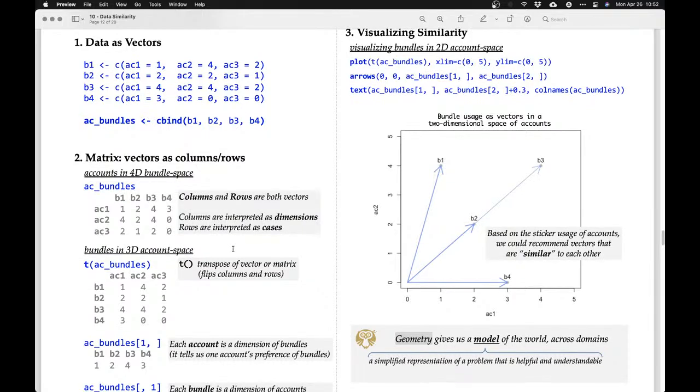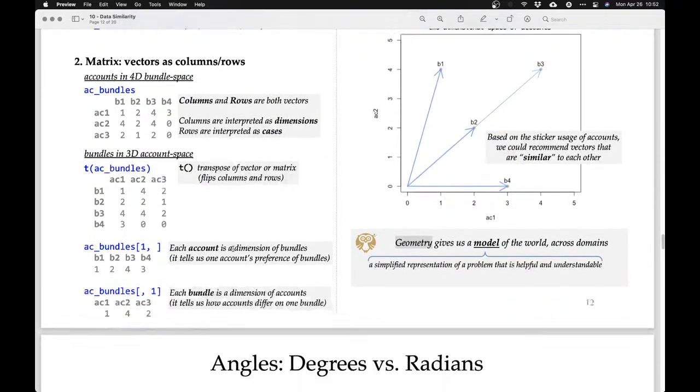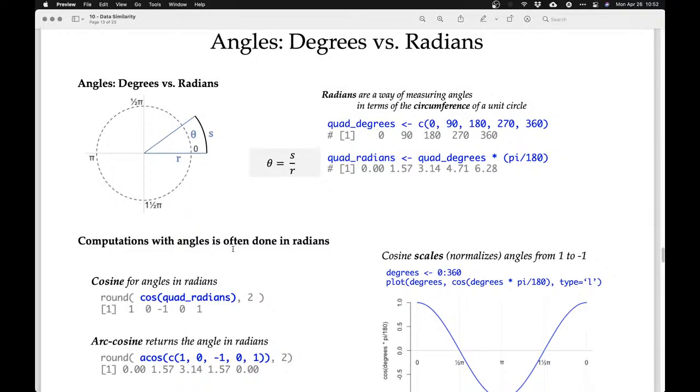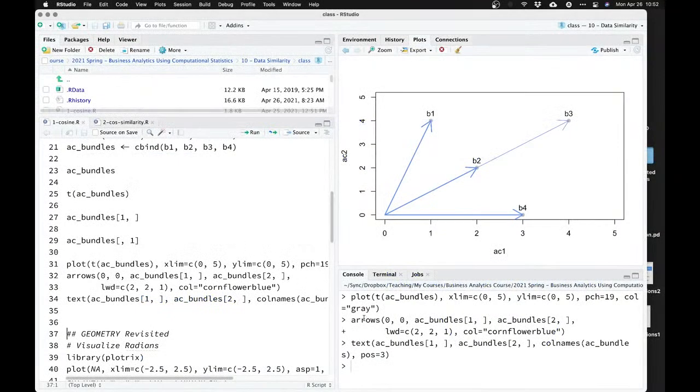Now, if we're going to talk about angles, we have to be careful that angles can be measured in at least a couple of ways, if not more. I gave you this reading about degrees versus radians. There are two different ways in which we measure angles, and most of us are used to degrees. So with degrees, how does it work?